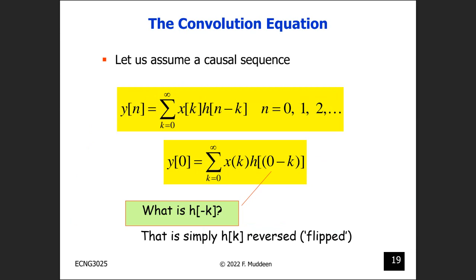And remember, the convolution equation is that the output is the sum of the input sequence and the system response h[n minus k]. So let's just expand that a little bit. And of course, n going from 0, 1, 2, 3 until whenever this thing ends. So let's just expand this a little bit.